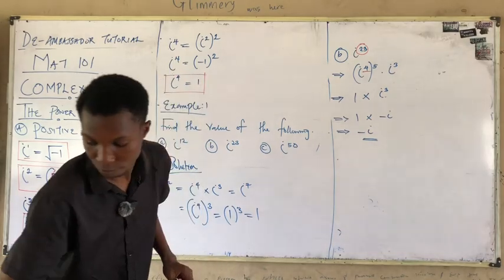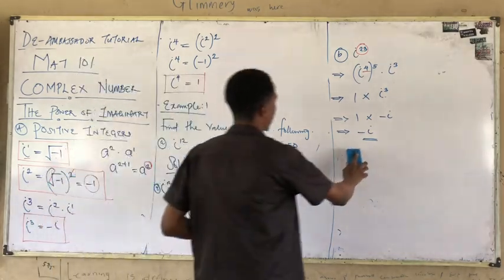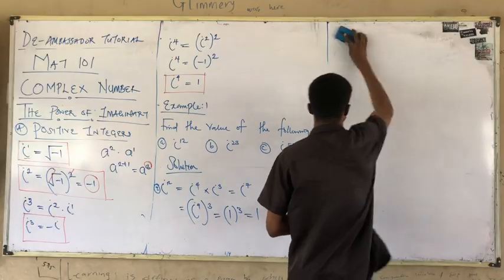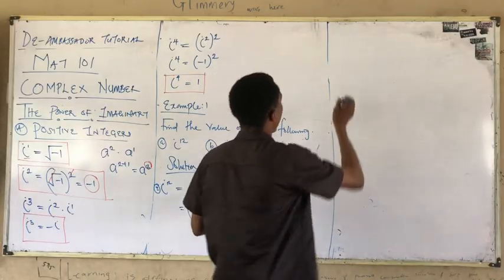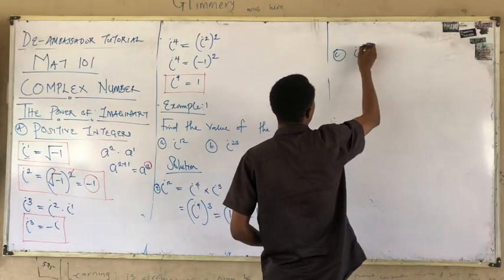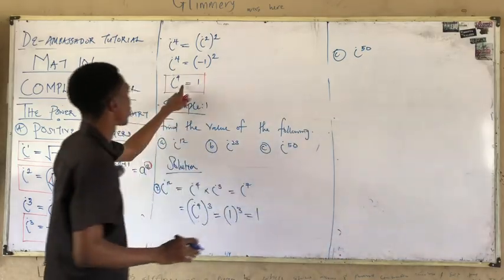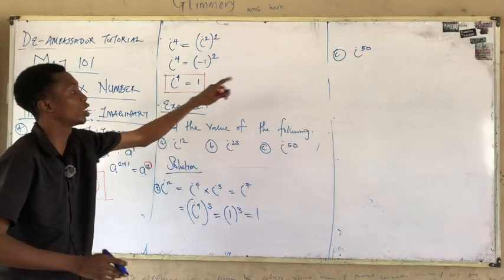So let's try C. Can we try C? Can I clean this side? Here now we have i to the power of what? 50. What's the first thing you do? Look at 4. How many multiples of 4 can you see in 50?